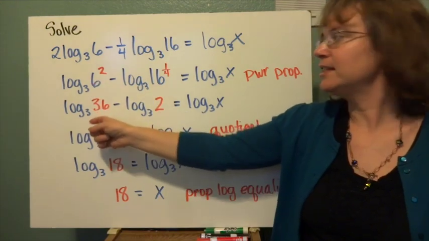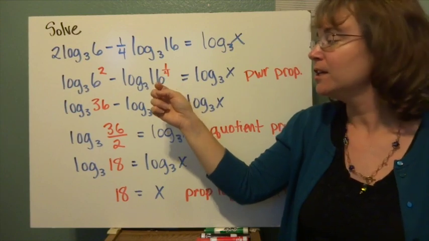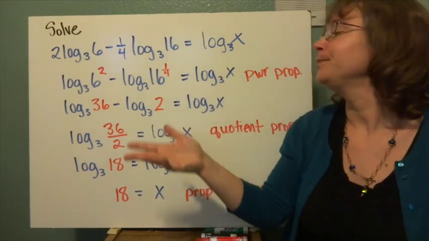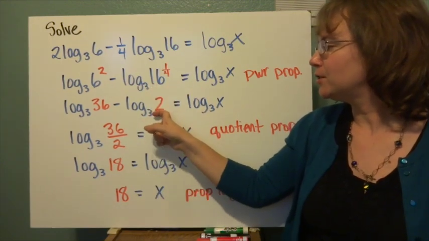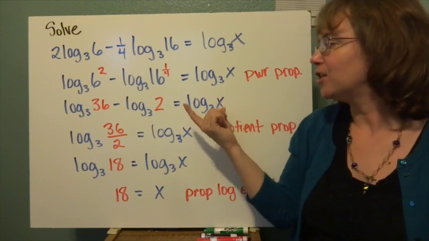So then I can go ahead and calculate this. 6 squared is 36. 16 to the 1/4 power, I'm taking the 4th root. So I want to know what times what times what times what gives me 16. It's 2. So I have a 2 right here, and that's equal to log base 3 of x. I didn't change this at all.